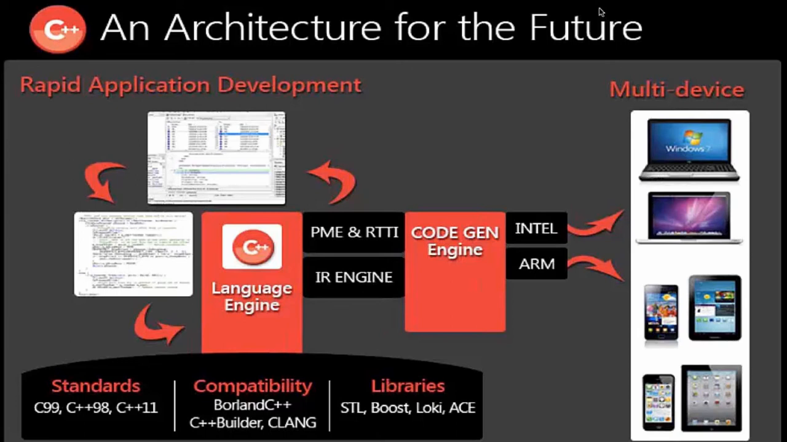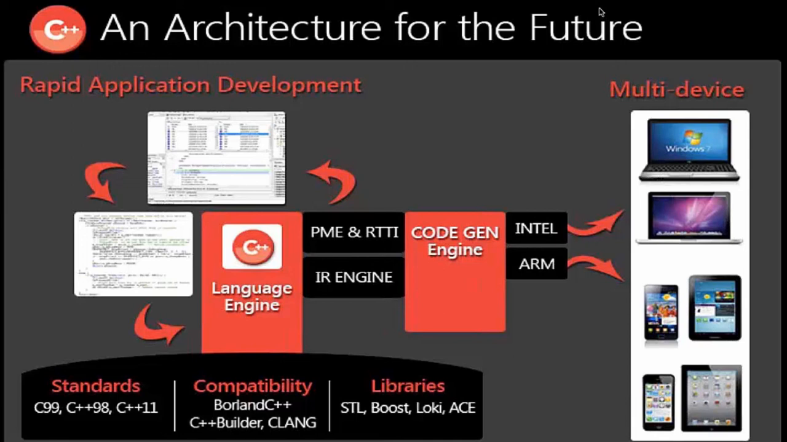This language engine, because of our extensions, supports compatibility with Borland C++, with C++Builder, as well as the Clang front end itself, which is highly compliant to many of the standards, including C99, C++98, and C++11. And because of that, we can support these typical libraries that you would use in C++, including, of course, the standard template library, and libraries like Boost, Loki, and Ace as well.